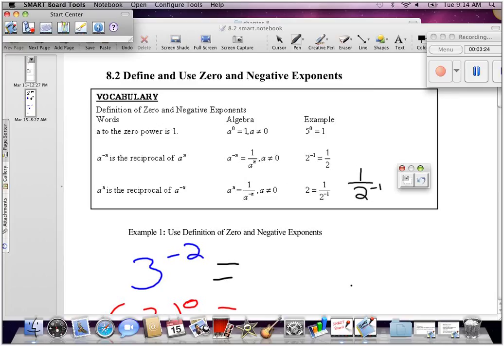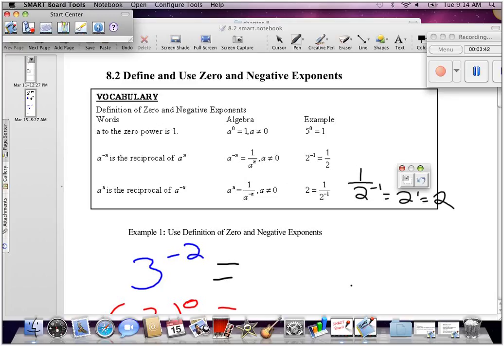Now I'm just taking it, instead of going from a whole number to a fraction, I'm going from a fraction to a what? A whole number, right? What's the reciprocal of 1 over 2? 2 over 1, which is 2, right? So it's 2 to the first, which is what? Anything to the first is itself, right?